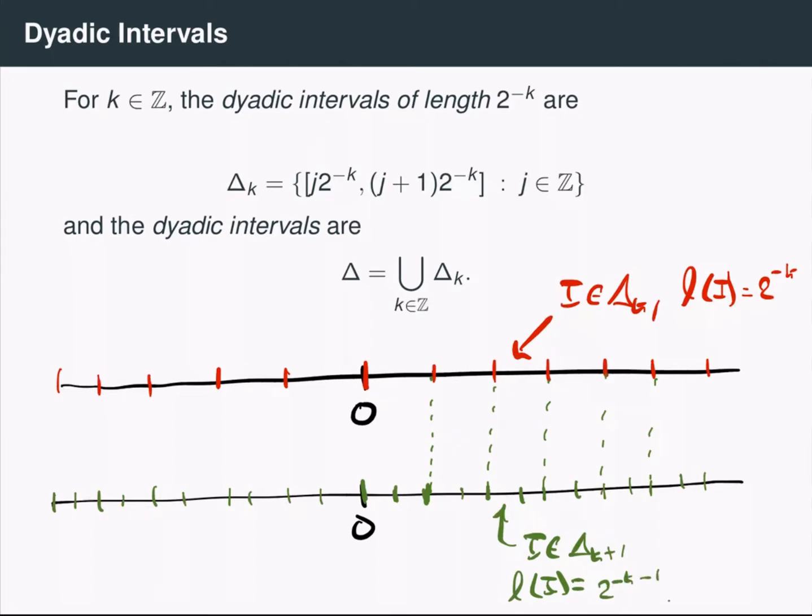Now I take the convention that the dyadic intervals in delta k have side length 2 to the minus k instead of 2 to the k. That's because usually in the type of work that I do, I'm concerned with what's happening on small scales. So I'd like large k to correlate to smaller intervals.